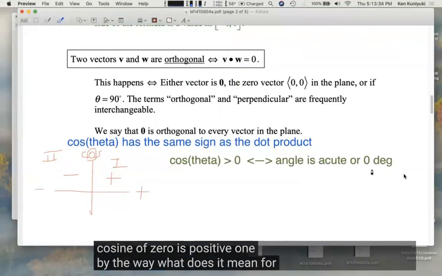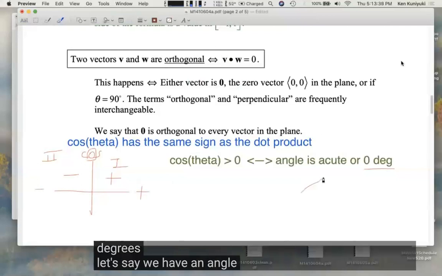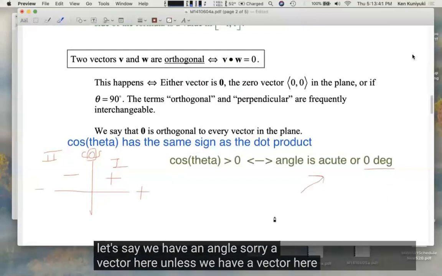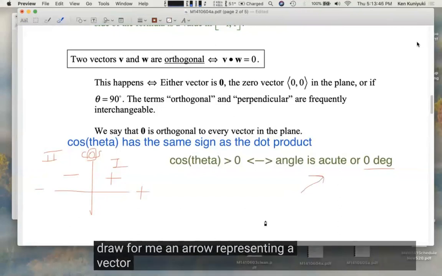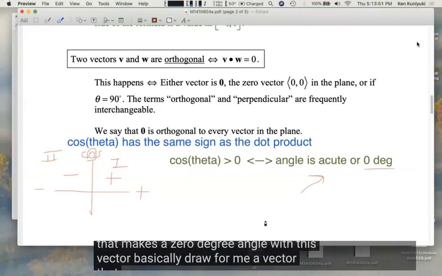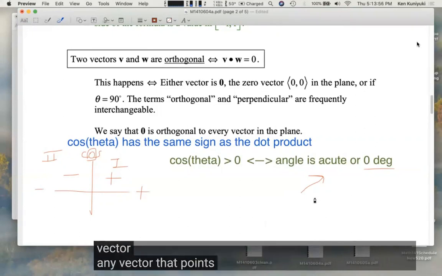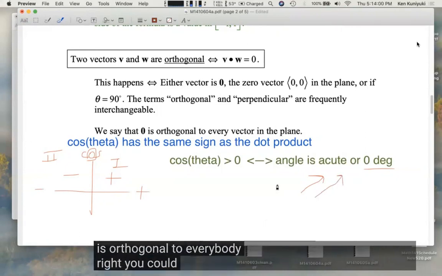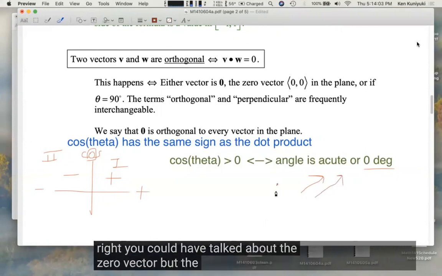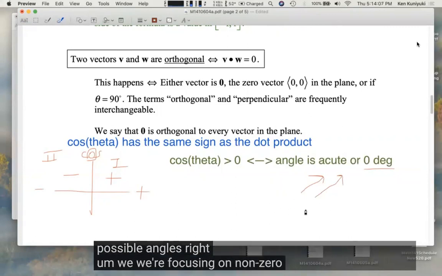By the way, what does it mean for the angle between two vectors to be 0 degrees? Let's say we have a vector here. Draw for me an arrow representing a vector that makes a 0 degree angle with this vector. Any vector that points in the same direction. And by the way, the zero vector is orthogonal to everybody, right? You could have talked about the zero vector, but the zero vector has all possible angles, right? We're focusing on non-zero vectors.